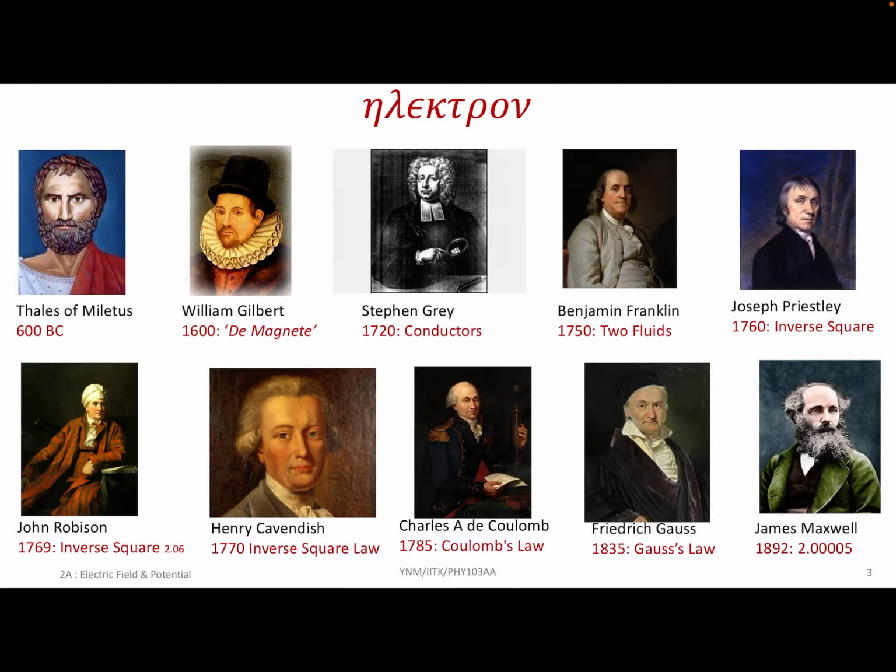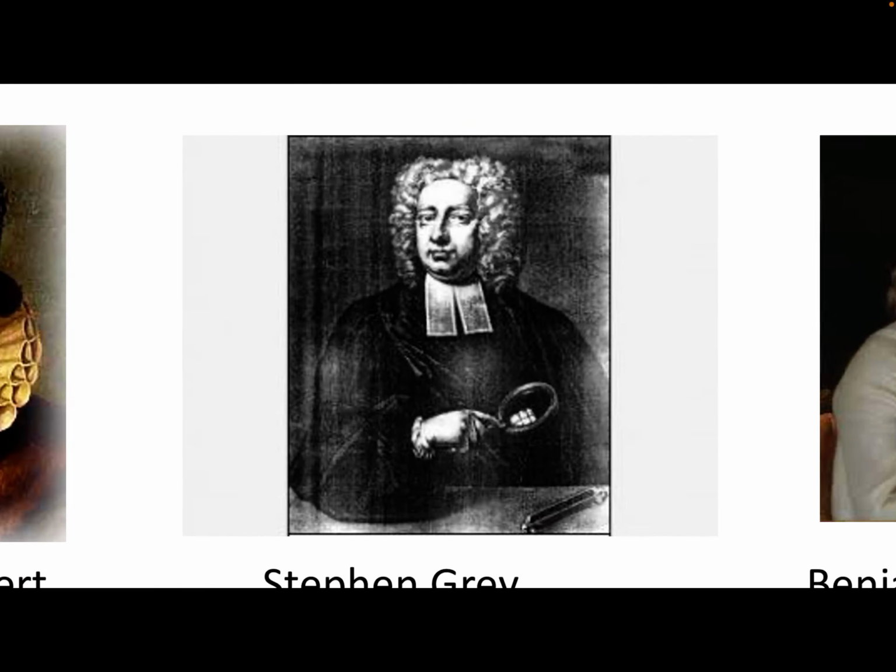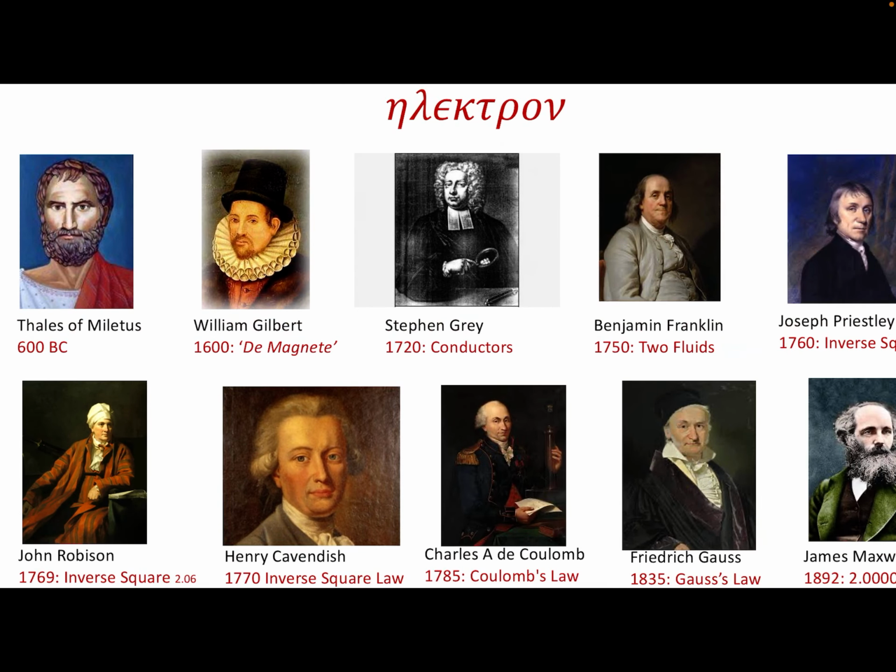Let me start with a thumbnail history of electrostatics. I'll give such thumbnail histories in magnetostatics and electrodynamics later. Can you read what is written on the top of this slide? This is written in Greek. I hope you know enough Greek letters to be able to read this. What is written here is electron. Now, electron in Greek means amber.